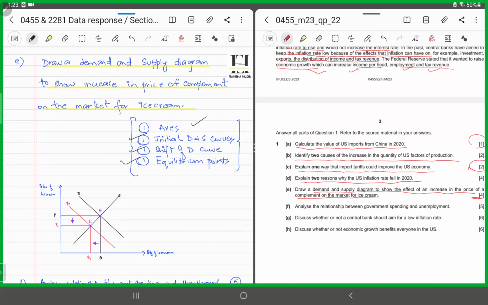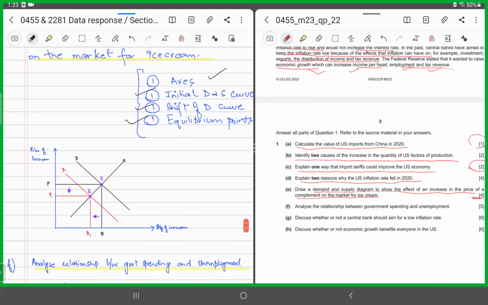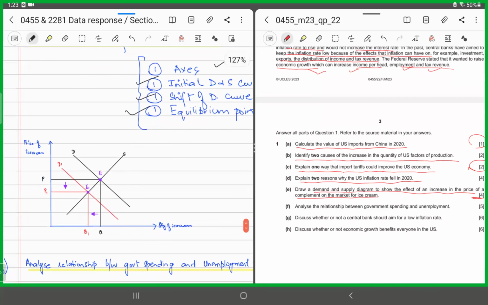I'll zoom in on how I've constructed the demand and supply diagram to give you a fair idea of how you'll go about it. All right. So the vertical axis is displaying the price of ice cream. The horizontal is displaying the quantity of ice cream. This is the initial demand curve. This is the initial supply curve, and this is the initial equilibrium position. This was the price and this was the quantity. Now, when there was a rise in the price of a complement, let's say there was a rise in the price of chocolate, so the demand for ice cream would fall.